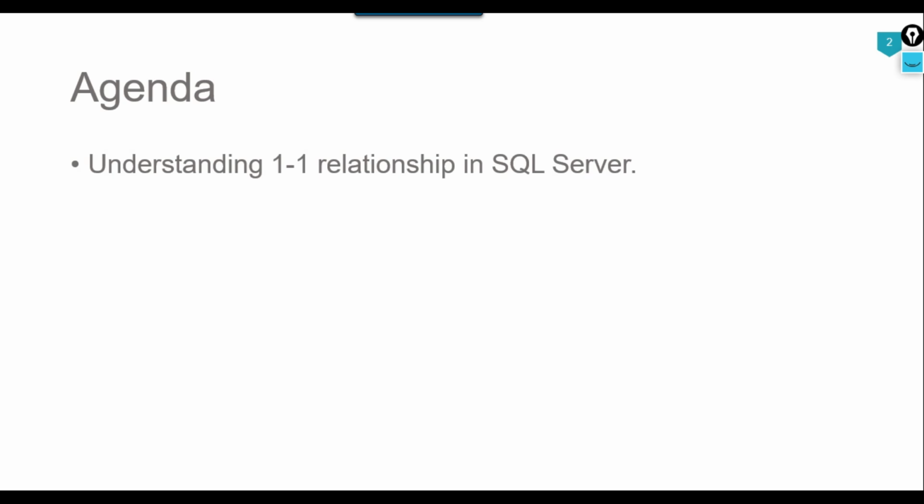In SQL Server, a one-to-one relationship is a type of relationship between two tables in which one record in the first table is associated with one and only one record in the second table, and vice versa.